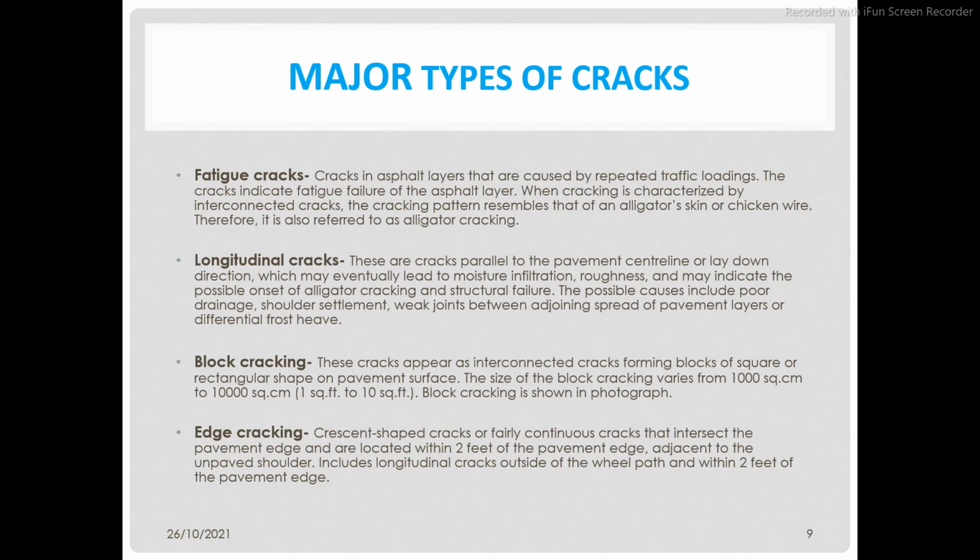These are cracks parallel to the pavement center line or lay down direction, which may eventually lead to moisture infiltration, roughness, and may indicate the possible onset of alligator cracking and structural failure. The possible causes include poor drainage, shoulder settlement, weak joints between adjoining spreads of pavement layers, or differential frost heave.